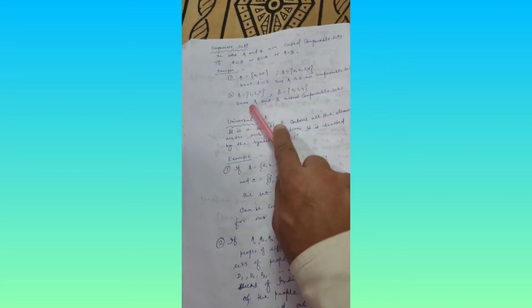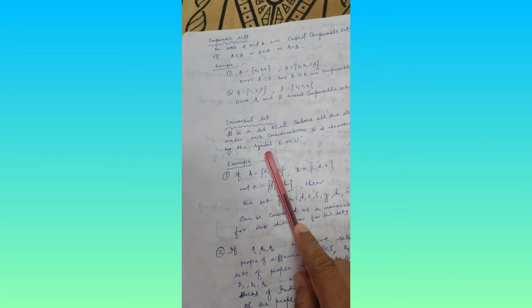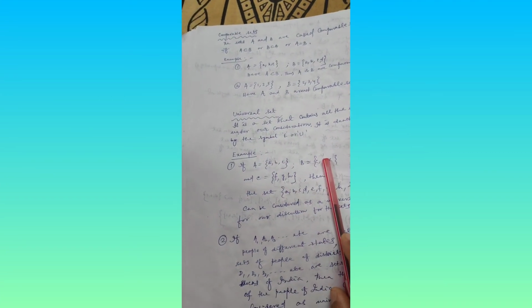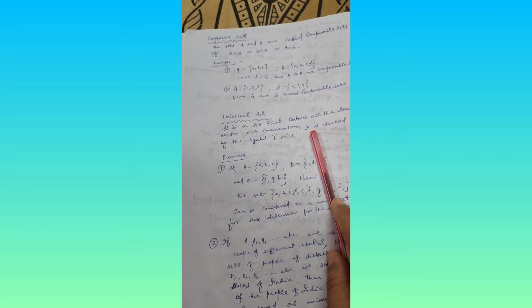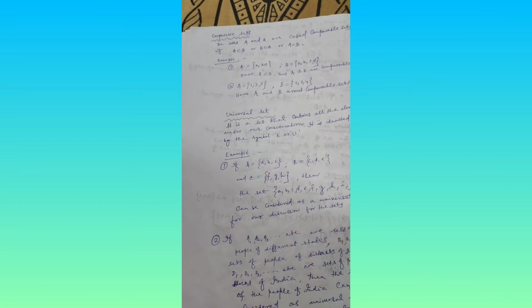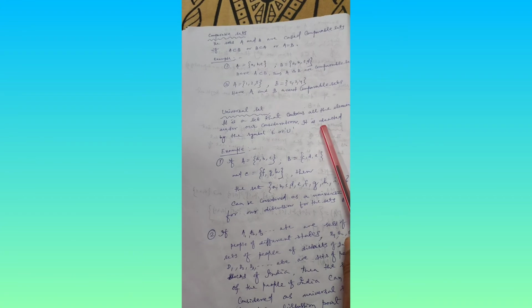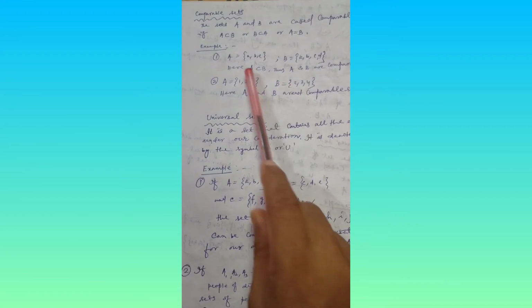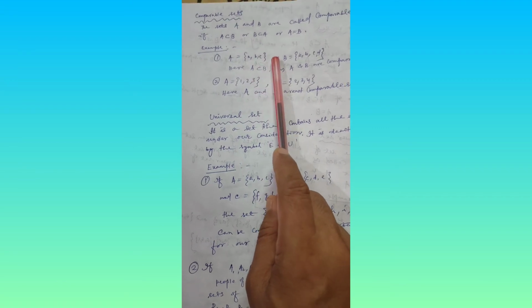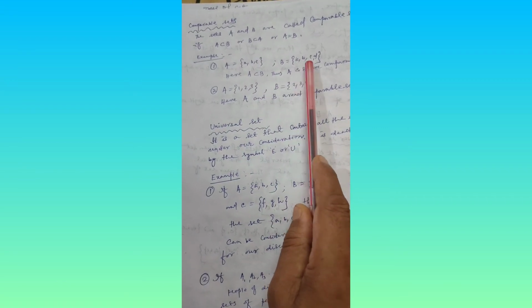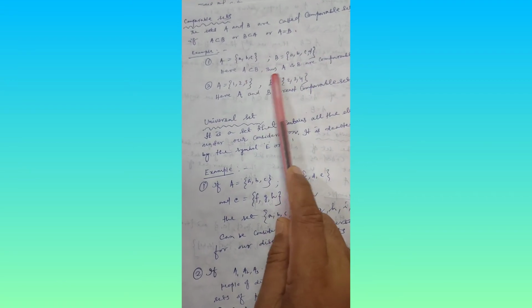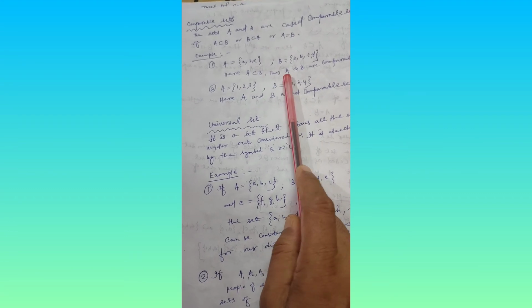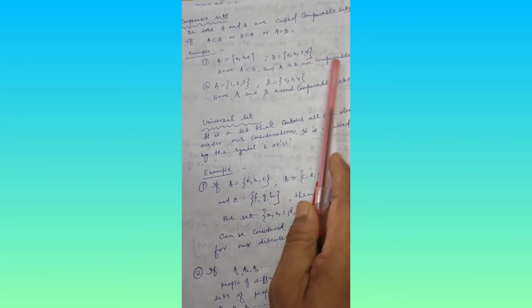Now we will discuss comparable sets. If either A is a subset of B, or B is a subset of A, or A and B are equal sets, then we say that A and B are comparable sets. We consider the set A with elements a, b, c. B is the set having elements a, b, c and d. Here A is a subset of B. Therefore, A and B are comparable sets.